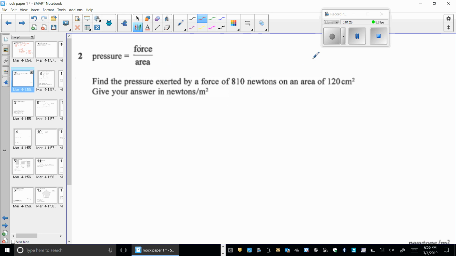Pressure is force over area. Okay. Seems pretty straightforward. That's just newtons is force and area is this. But look here, they want the answer in newtons per meter squared. So first things first, I would suggest changing this to meters squared.